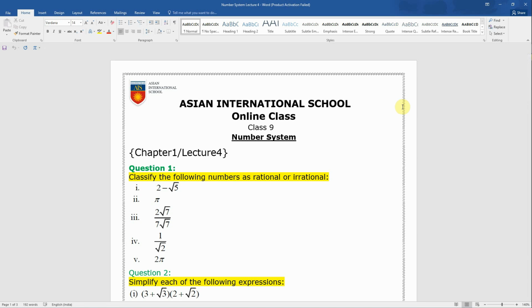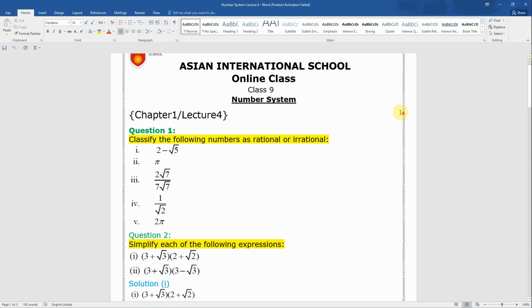This is your fourth class on the chapter Number System, and today we are going to learn a new kind of sum and also some objective sums. Before going to the big sum, let's start with some objective sums. Question number 1 says: classify the following numbers as rational or irrational. That means we have to judge whether these numbers are rational or irrational.